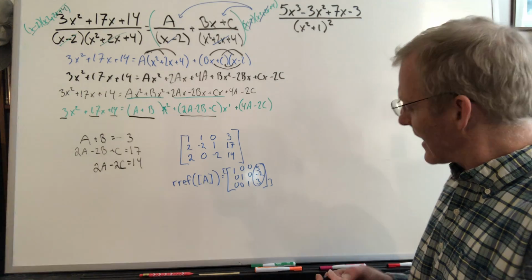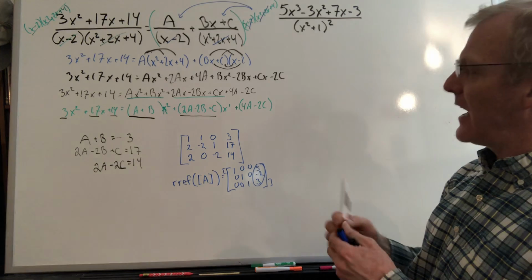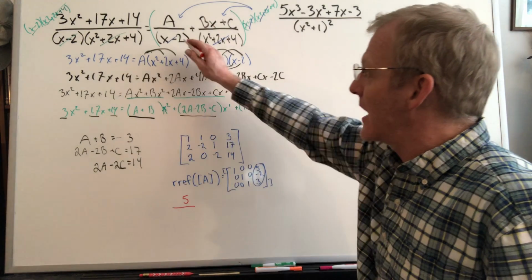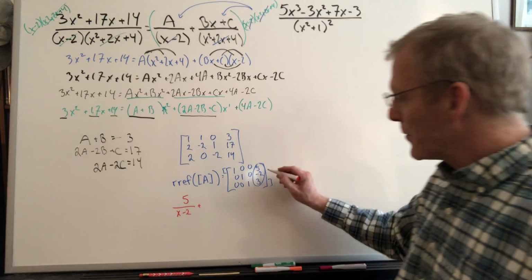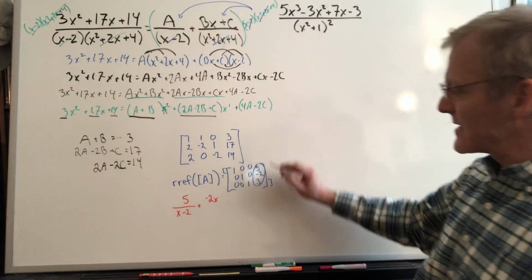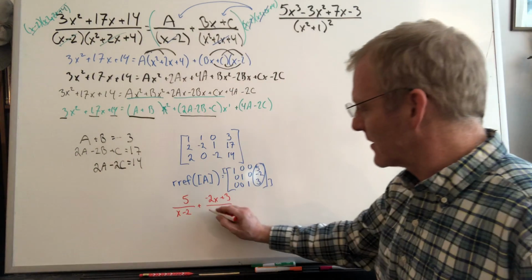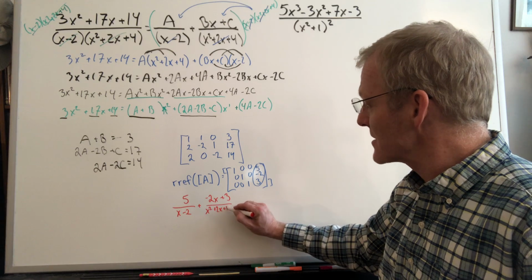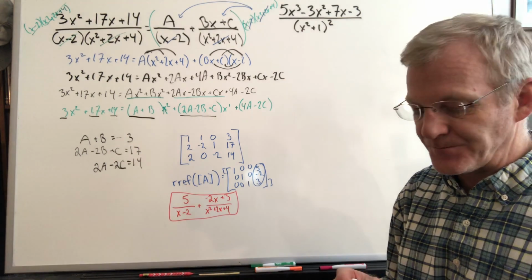So how do we write our final answer out? We go back up to here. A is 5. So we've got 5 over that denominator, x minus 2, plus B is -2x, plus C is 3 over that denominator, x squared plus 2x plus 4. And there is our solution for that one.